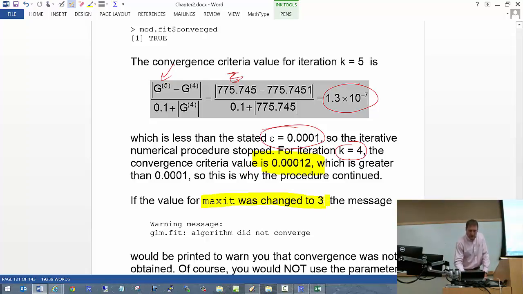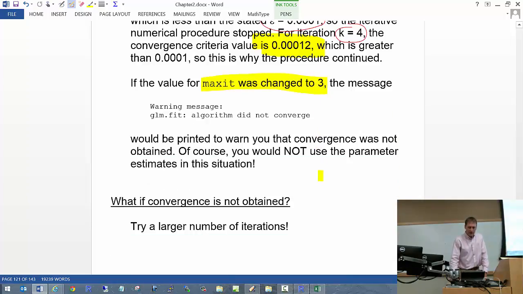Suppose you set max it to be 3. Then you can see what R tells you: the algorithm did not converge. Again, that's just for demonstration purposes. One wouldn't ever actually do that for real. Okay, so now you know a little bit about how R determines convergence.